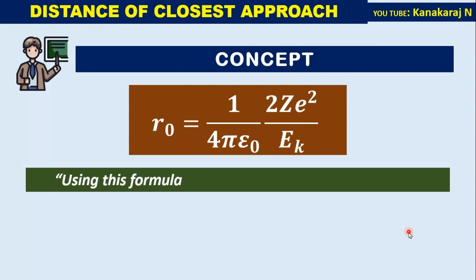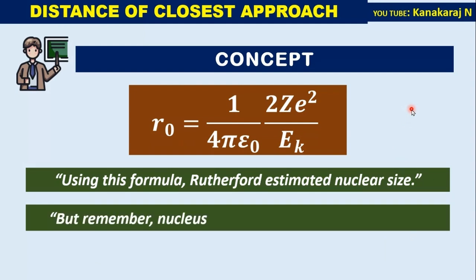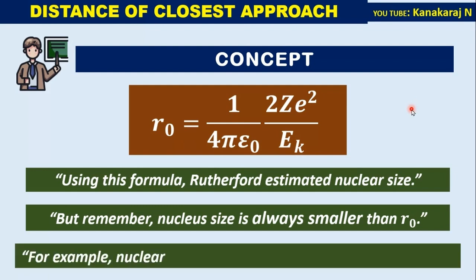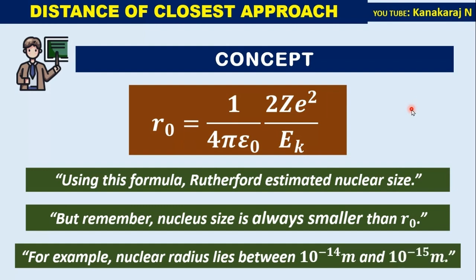Using this formula, Rutherford estimated nuclear size. Nuclear size means nuclear radius. Nuclear radius is different from the distance of closest approach. Nuclear radius is always less than the distance of closest approach. But remember, nuclear size, that means nuclear radius, is always smaller than the distance of closest approach R0. For example, nuclear radius lies between 10 power minus 14 meter and 10 power minus 15 meter.